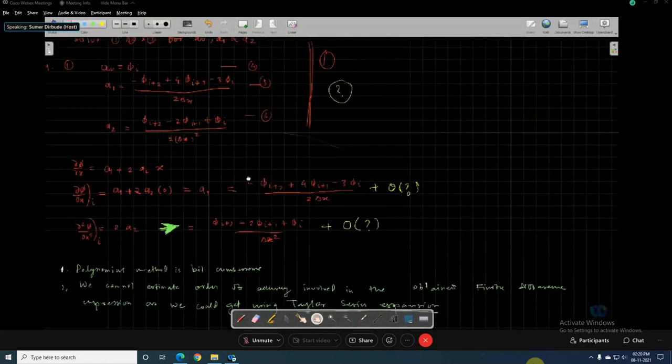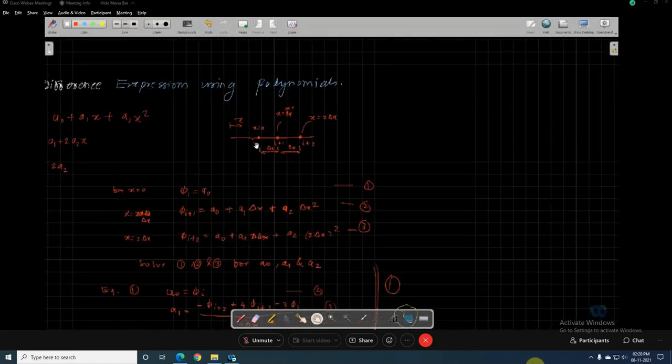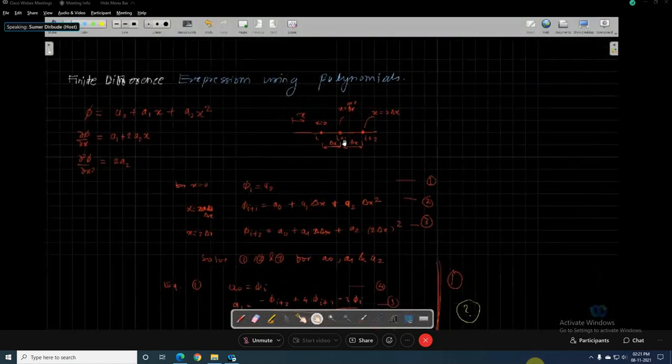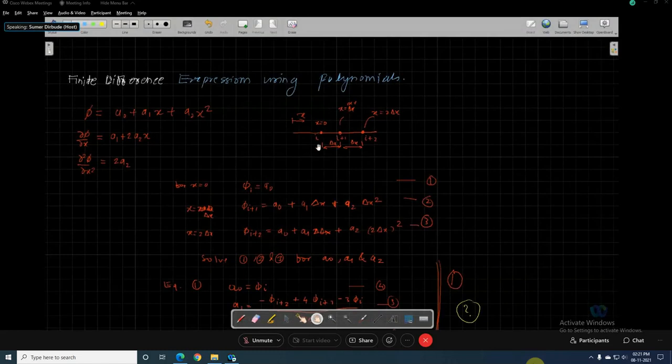And also you will have to be very judicious in terms of taking these points. If it is asked forward difference, then you will take forward points. If it is asked backward difference, then you will take backward points. And if it is asked central difference, then you will take left as well as right points.